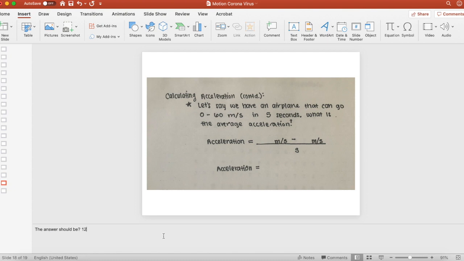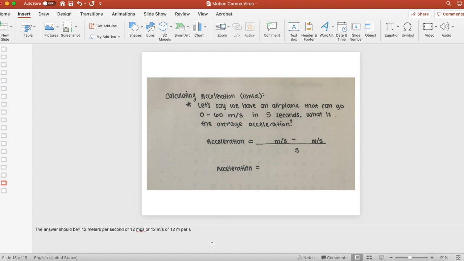So it could be 12 meters per second. Or you could write it as 12 MPS, or 12 M/S, or 12 meters per second. Oh, I did that. Sorry, I meant M per second. So you have, let's see, 1, 2, 3, 4 different ways that you can write your answers.